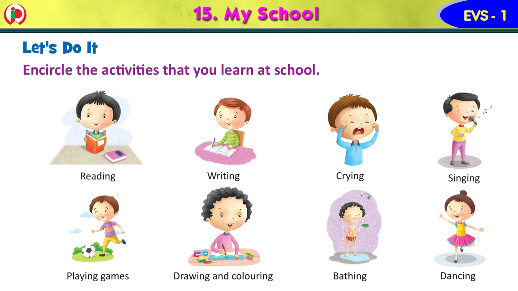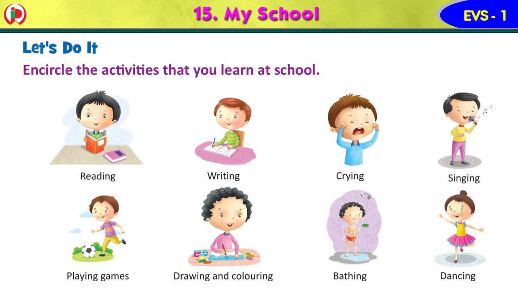Can you see the image? Yes. A child is reading a book, isn't it? So actually the question is, encircle the activities that you learn at school. You have to circle the activities that you do at school. In school, we do many activities. We learn, we read, we write, we play, we dance, we learn music there, isn't it? So which are those activities?